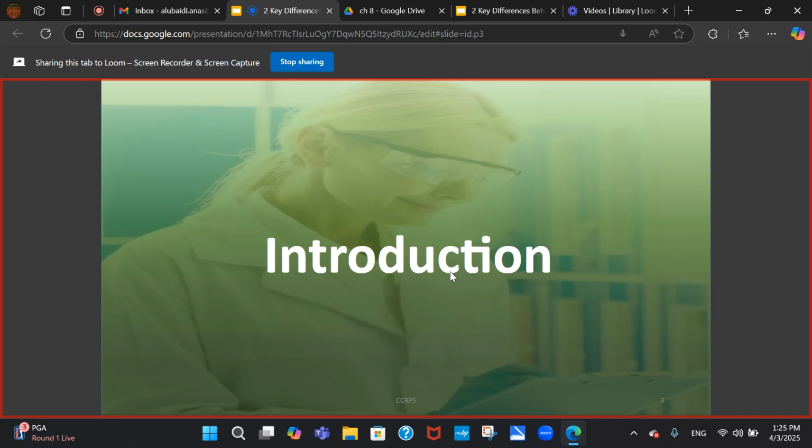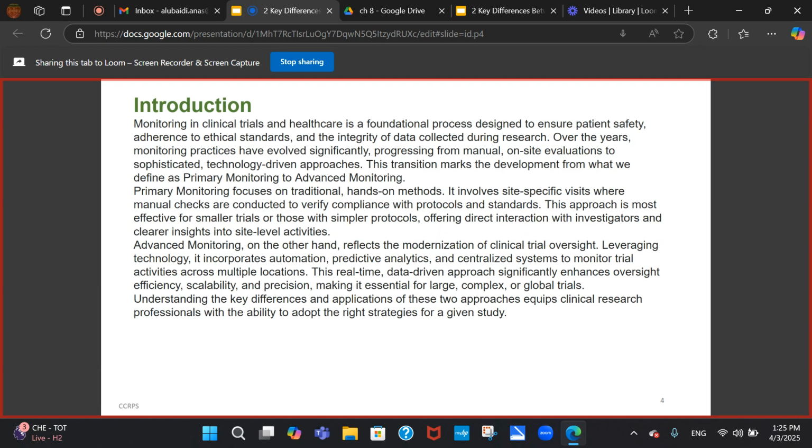The introduction to this topic: monitoring in clinical trials and healthcare is a foundational process designed to ensure patient safety, adherence to ethical standards, and the integrity of data collected during research. Over the years, monitoring practices have evolved significantly, progressing from manual on-site evaluations to sophisticated technology-driven approaches. This transition marks the development from what we define as primary monitoring to advanced monitoring.